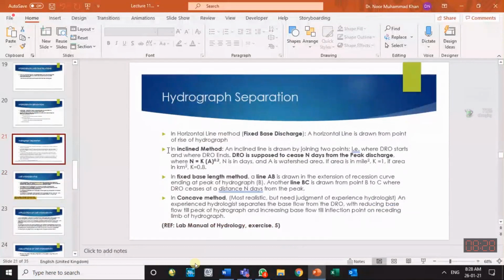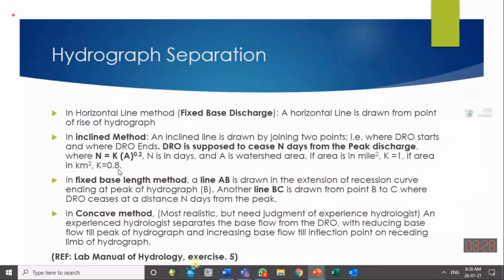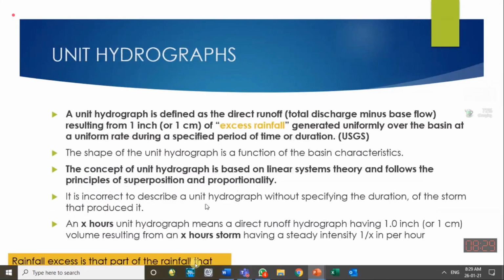The constant slope one, that is the first inclined line, this one. Better than that is to go up to the peak value with one slope, and then just from the day of the peak, raise the base flow. More logical. So another method is the concave method.